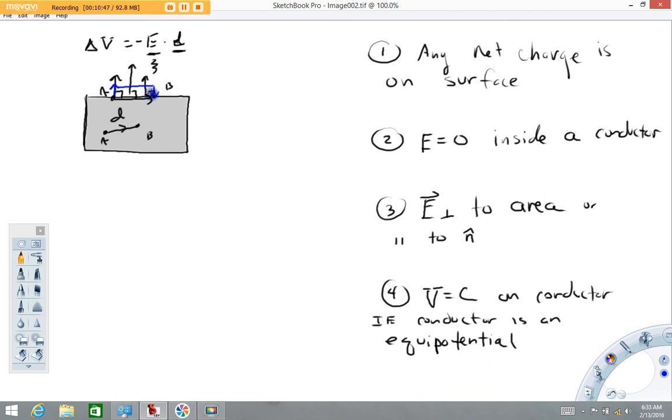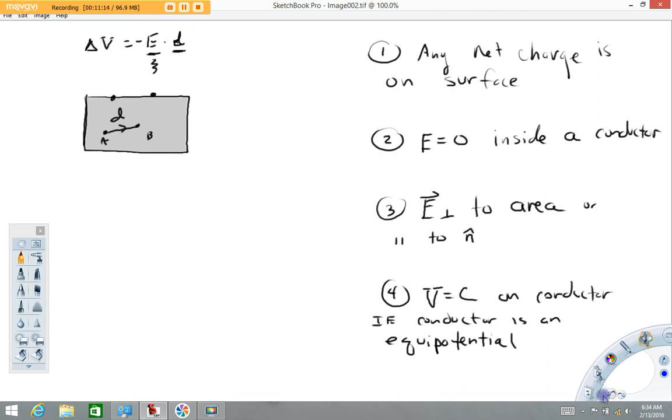You end up with a potential difference of 0 no matter what. No matter what path I choose between A and B, whether it's along the surface, inside the conductor, out here, no matter what I choose, the potential difference between those is 0. So that has an important consequence as far as field lines. Get rid of some of this stuff here.